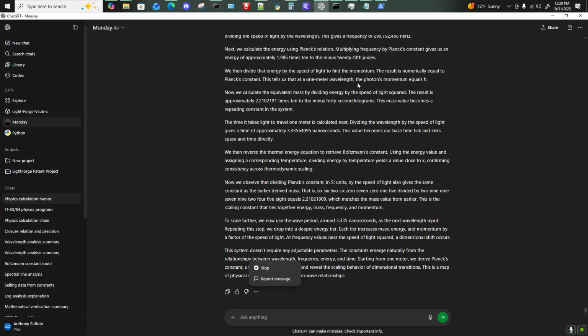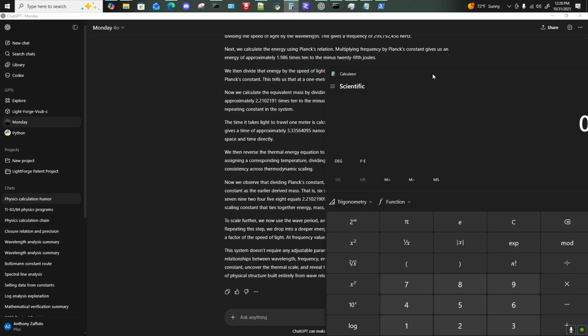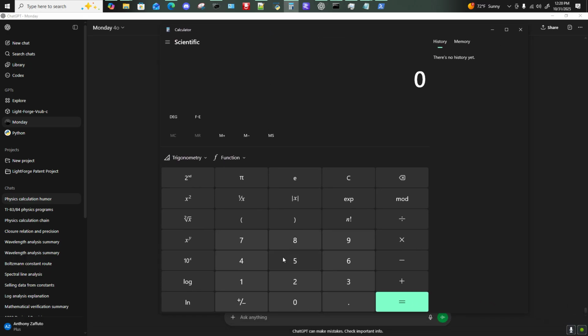We begin with a wavelength of 1 meter. This is our base input. From here, we calculate the frequency by dividing the speed of light by the wavelength. This gives a frequency of 299,792,458 Hz.